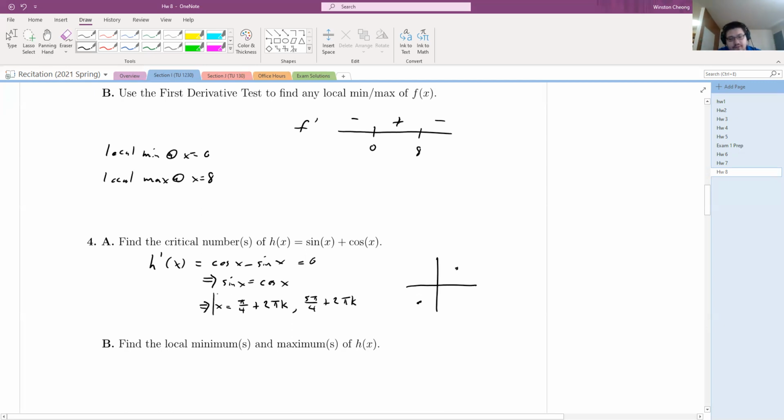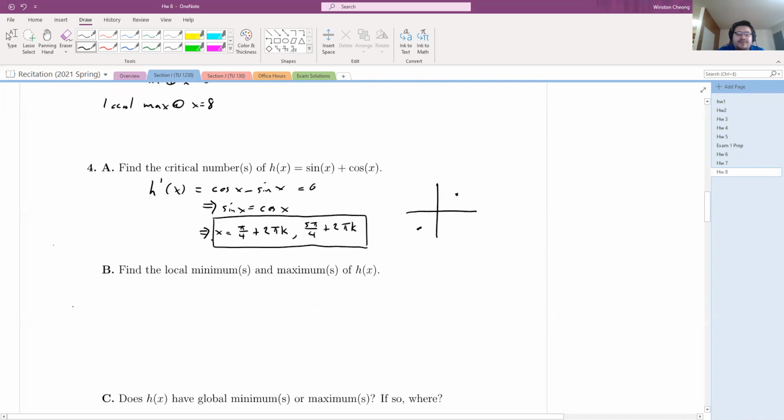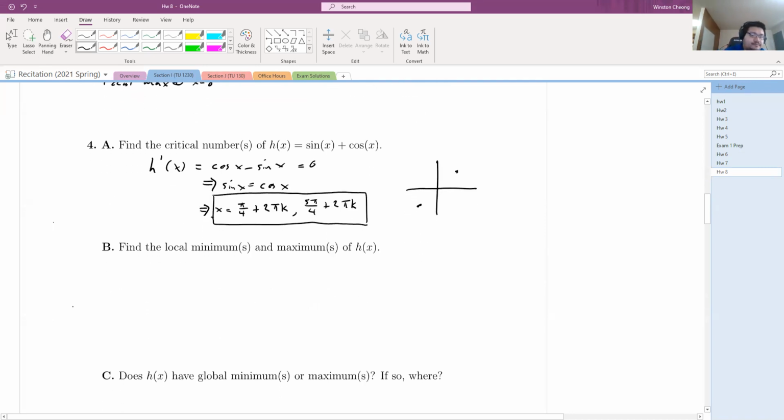Okay, so you have these two families of critical numbers. Analyzing this is going to be a tiny bit tricky. We have to find local mins and maxes. The easiest way to think about that is to do the number line again. But here we might need to extend this quite a bit because we want to see some periodicity. We want to make sure we extend far enough that we see the pattern.